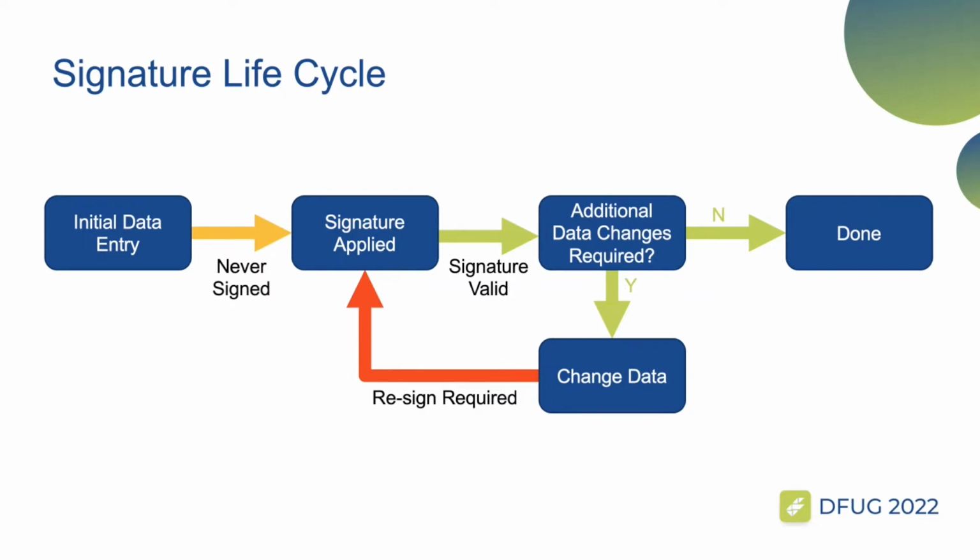So the color coding you're going to see in a couple of slides down. So just kind of remember, red means we need to do something, yellow means the signature isn't there, and green means that all is good.